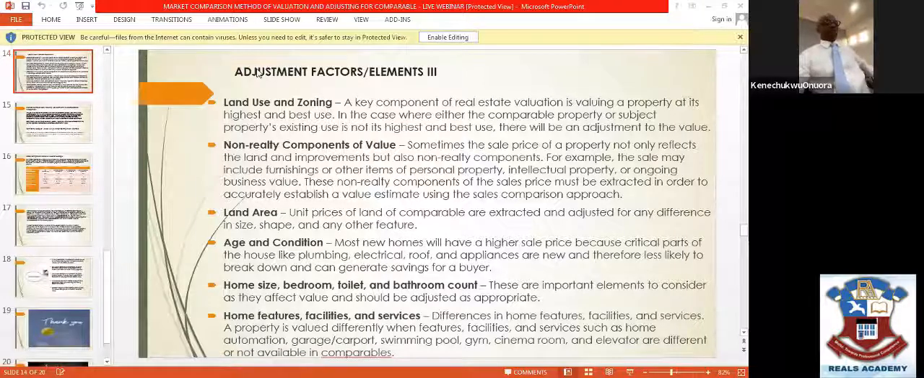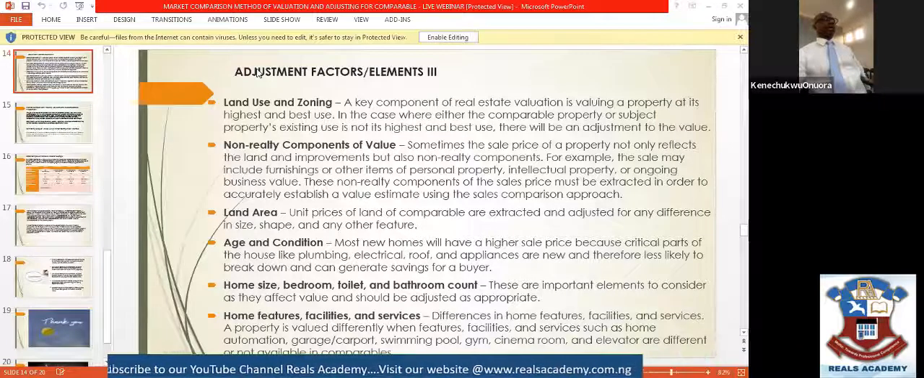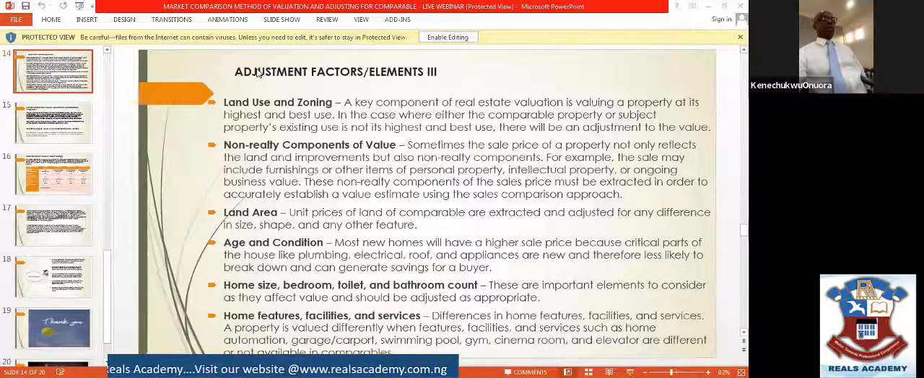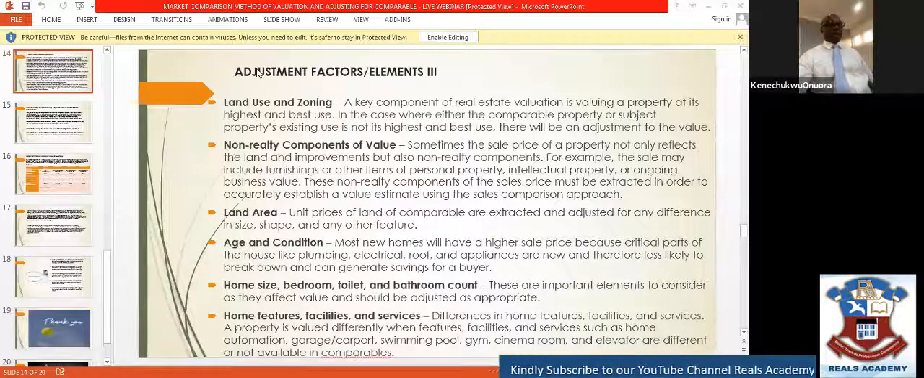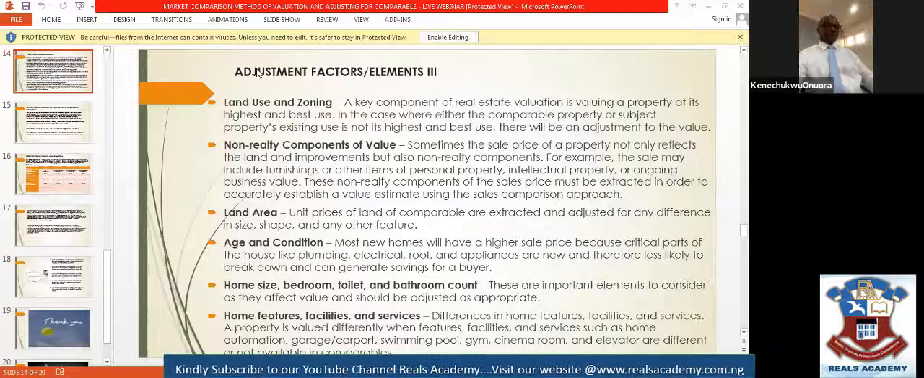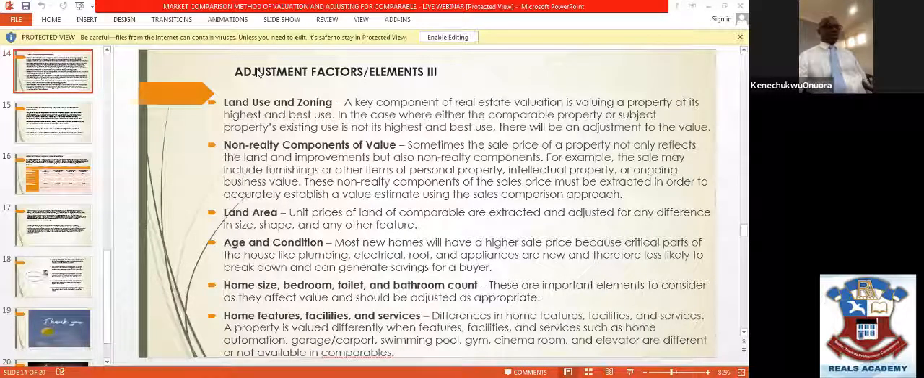Non-realty components of value. Has the property you're comparing with been sold with a generator? Has it been sold with automation? Has it been sold with furniture? These are information all you valuers should be able to look out for when you're comparing as appropriate. You're not comparing with a property that was sold with other items as if it's just land and building. The land area: compare the land area, use the unit price of land and adjust for any difference in the size, shape, and any other feature.